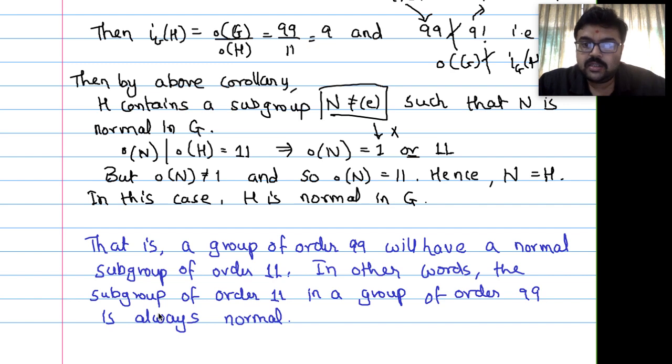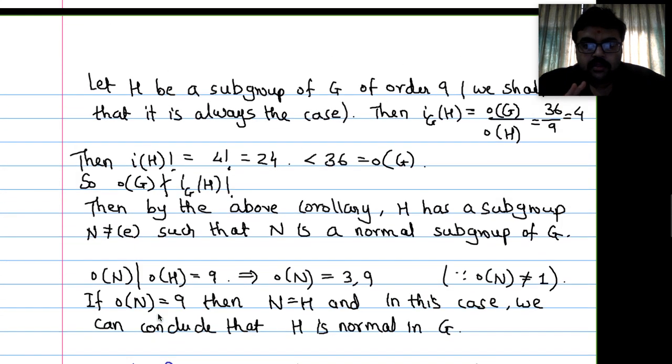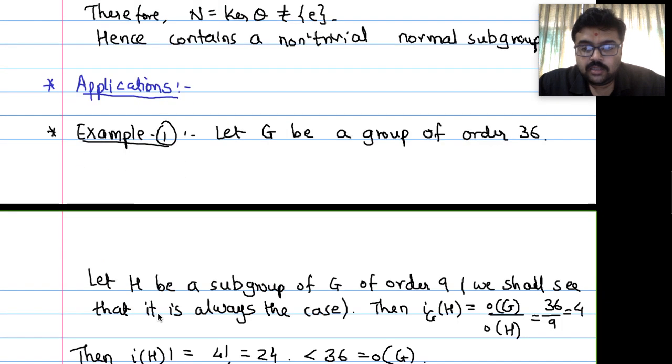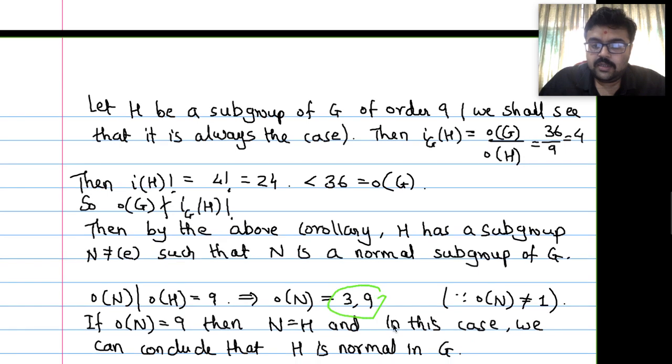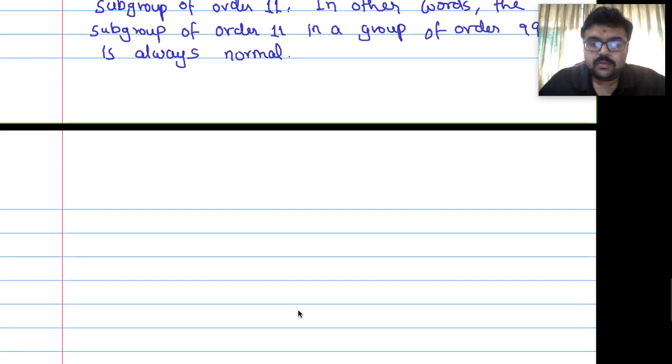In the other case, H has a subgroup which is normal in G, and that subgroup had order 3 or 9 in the previous case. It had 36, so it had order 3 or 9 as we have seen. So if it is 9, then N equals H. Otherwise, it is not the same. Right? So let me pause here.